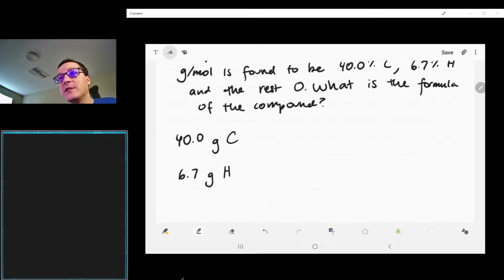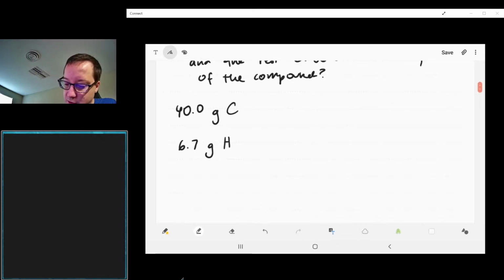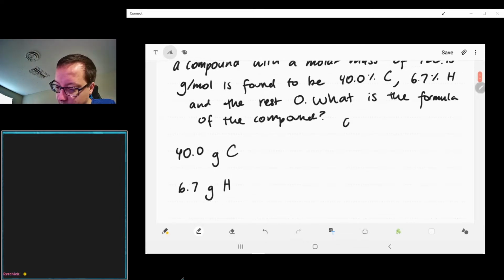It says the rest is oxygen, so because this is percentage, we would just subtract the others from 100. We would say that oxygen will be 100 minus 40 minus 6.7.